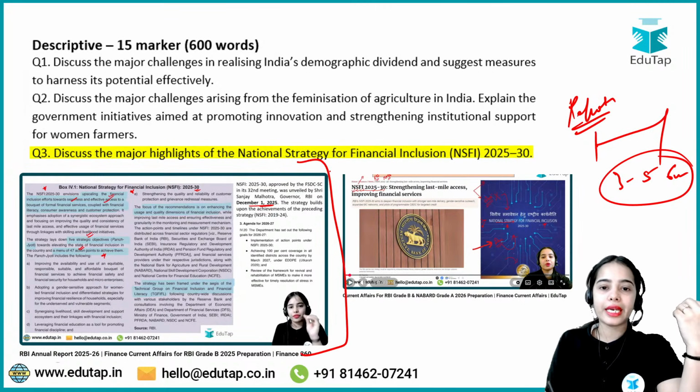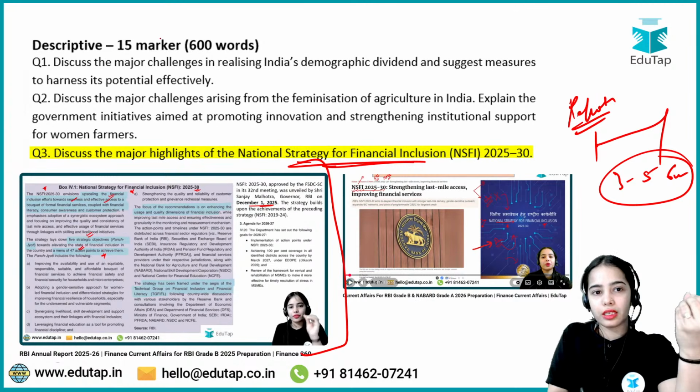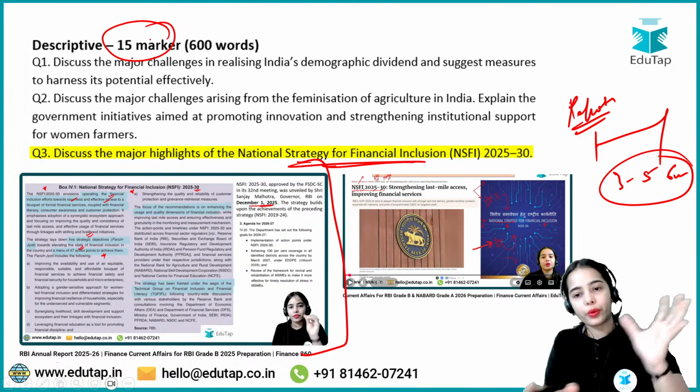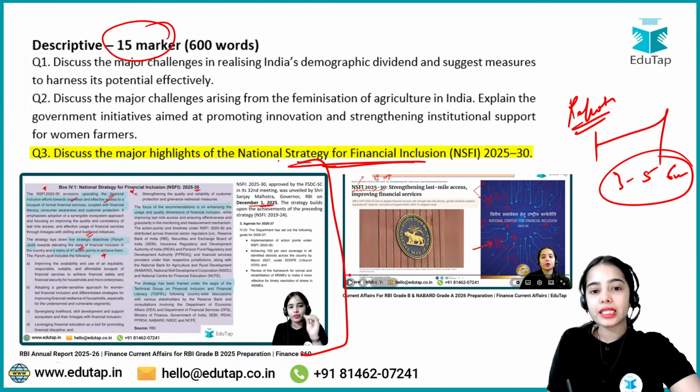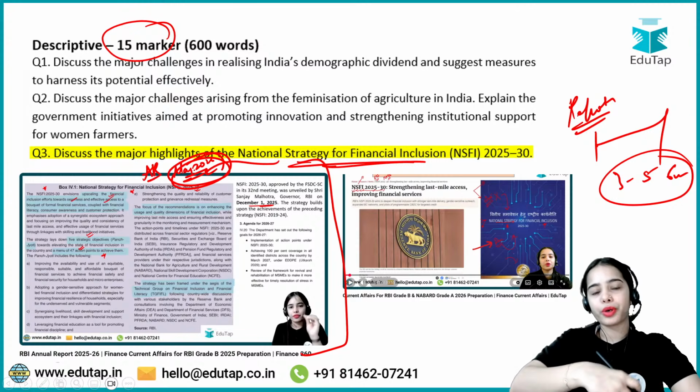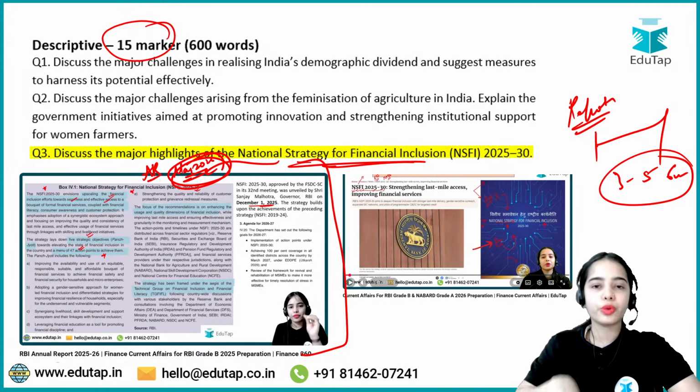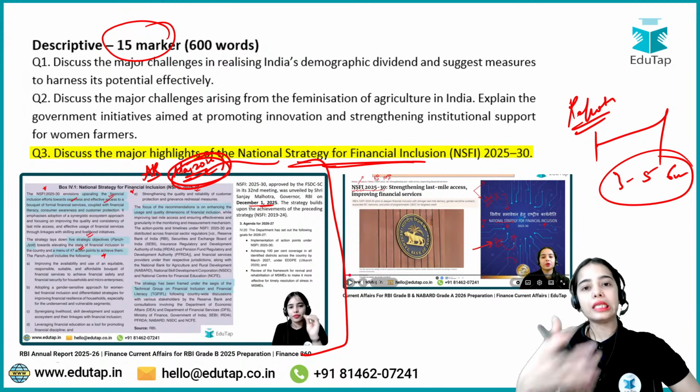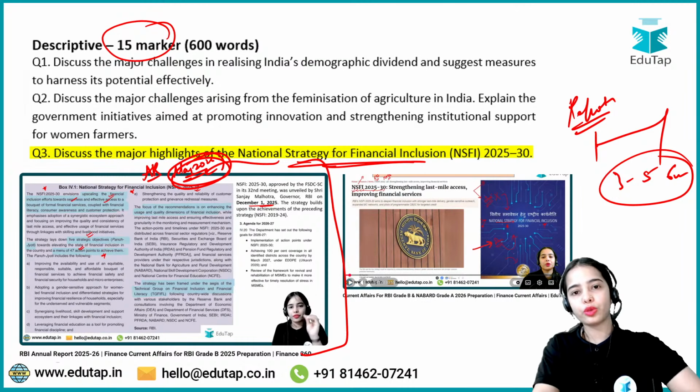And here you can see that for the NSFI, there was a 15 marker question, and this NSFI was mentioned in the annual report in detail. Okay, in the annual report that was released in May 2026. So we cannot say that, okay, this is from December 2026. We will say that this was near to the examination because this was again discussed by RBI at that time. Also, I told you that this is important.